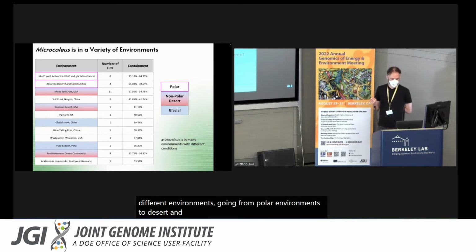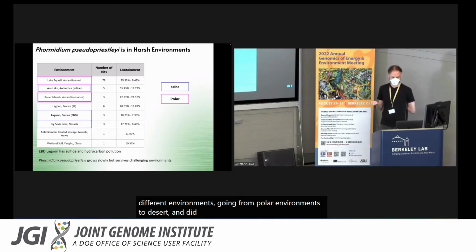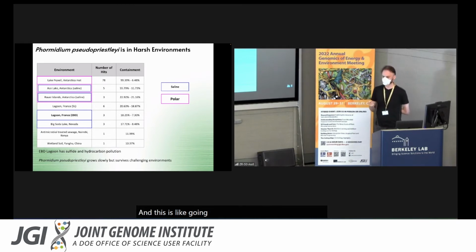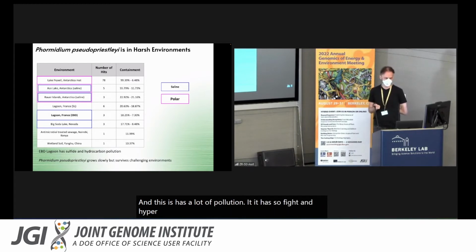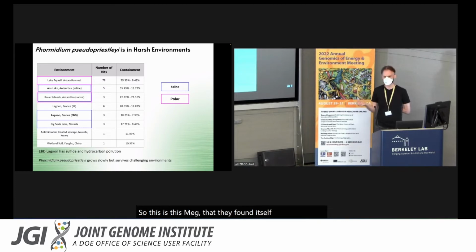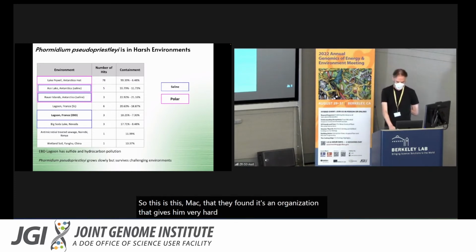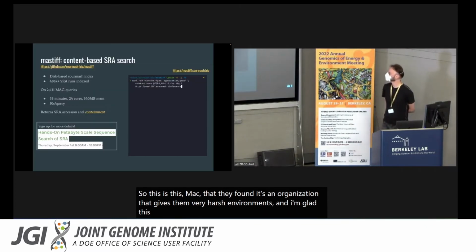And another one is present in harsh environments. And you can see that this one is showing up in a lagoon in France. And this lagoon has a lot of pollution. It has sulfide and hydrocarbon pollution. So this is this MAG that they found. It's an organism that lives in very harsh environments. And I'm glad that the GIF actually worked.